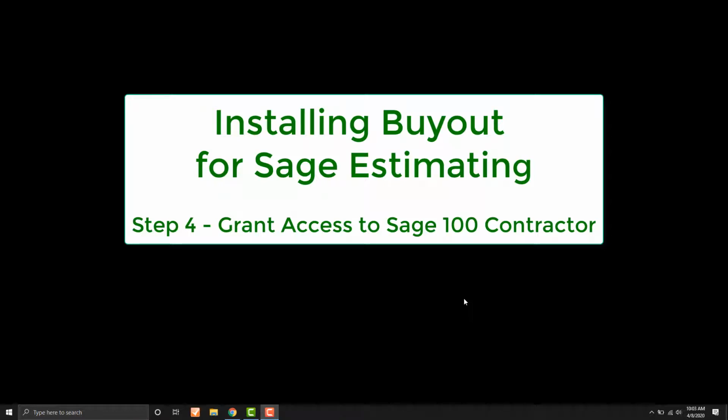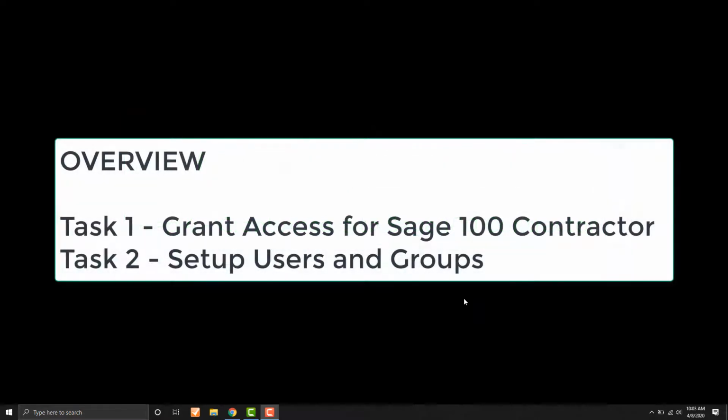In this video, we will cover some special configuration that is necessary when using Buyout with Sage 100 Contractor. This consists of two tasks. The first task is to grant access for Buyout to access your Sage 100 Contractor database. The second task is to set up users and groups within Sage 100 Contractor.